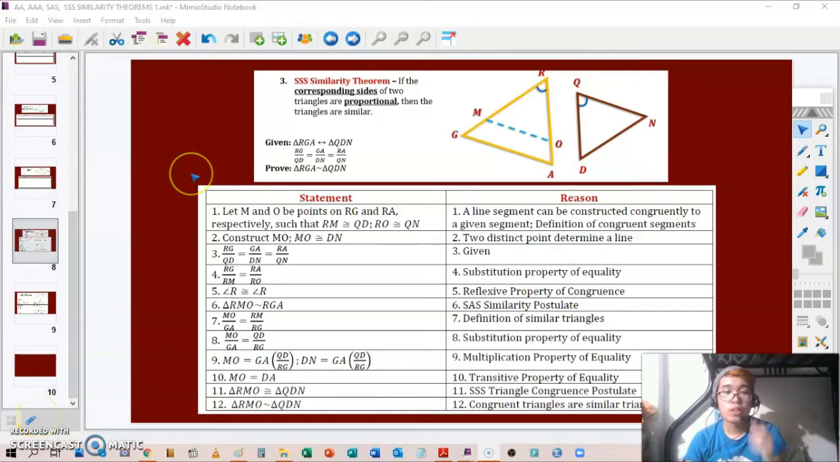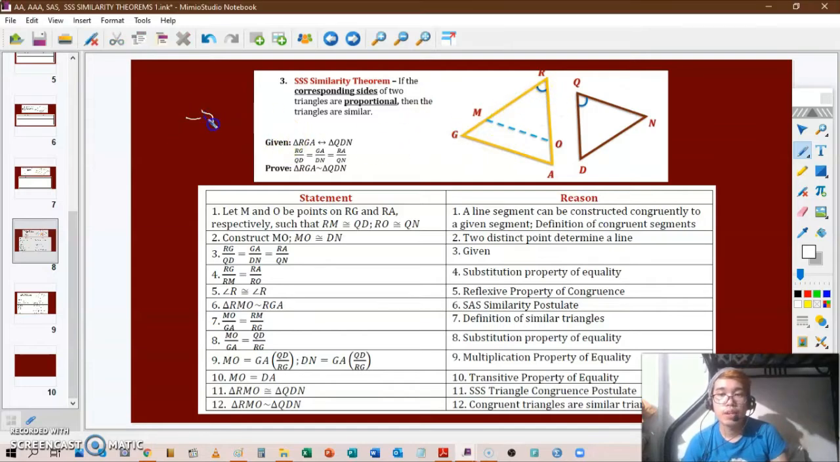Okay, so let's continue with our similarity theorems. So we have here the third one, the SSS Similarity Theorem. If the corresponding sides of two triangles are proportional, then the triangles are similar. So you want to prove that triangle RGA is similar. The symbol for similarity again is this one, or it can be this one.